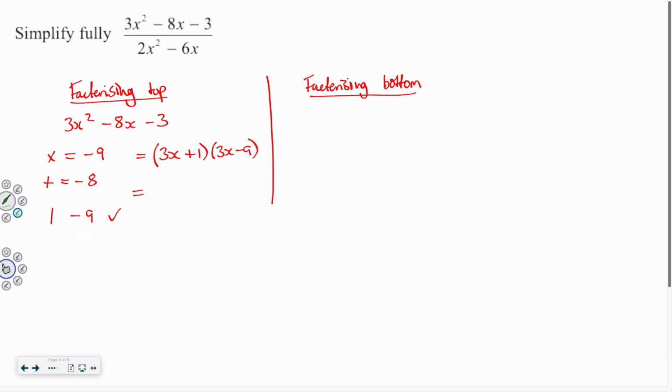And now what we're going to do is have a look at, do any of these brackets cancel? Well, 3x plus 1, we can't cancel that down.